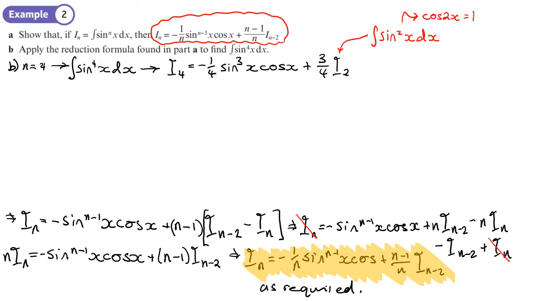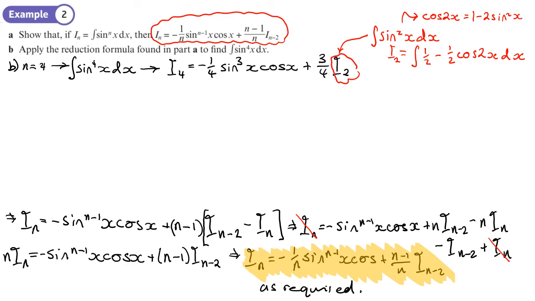Cos 2x is 1 minus 2 sine squared x. So if we rearrange that, we can say actually I sub 2 is equal to integrating a half minus a half cos 2x. So that's something that we can integrate. Or we may say, right, let's now work out what I sub 2 is, and then we'll get I sub 0. I'll show you what I mean. So this is an option.